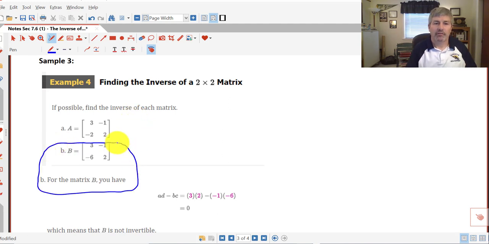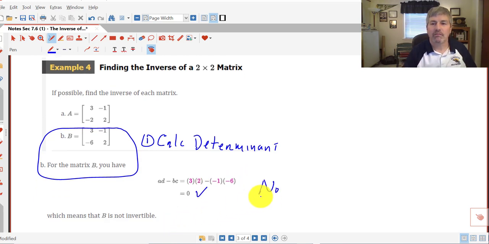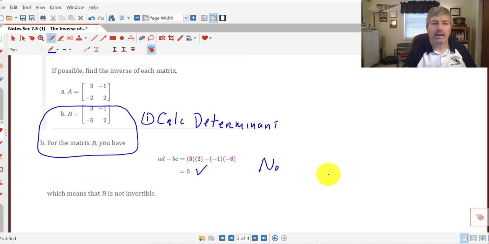We've got our matrix B. First thing I'm going to do is calculate the determinant. So AD minus BC, we get 3 times 2 minus -1 times -6. That equals 0. We can't find an inverse for that. So that's not going to work. So that's the only value that we can't have.